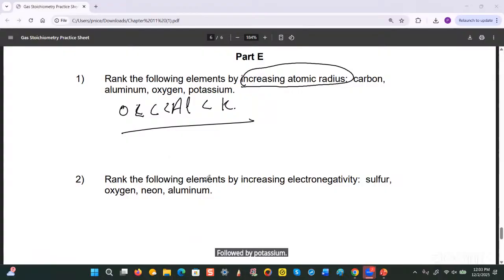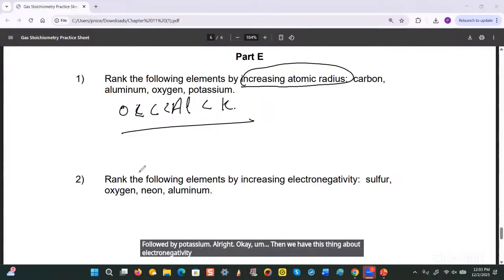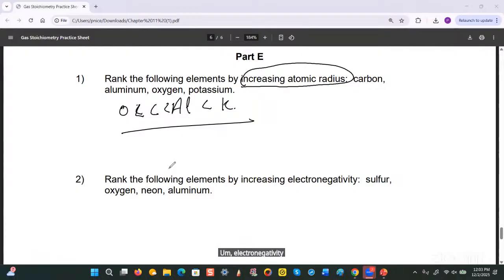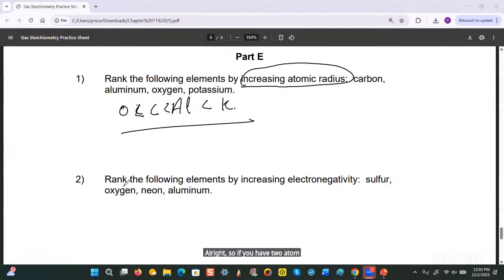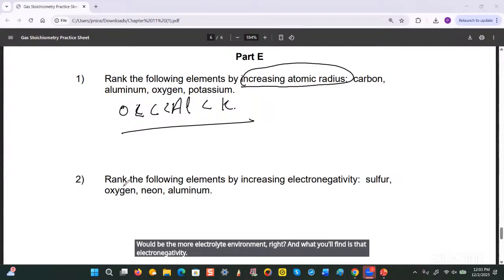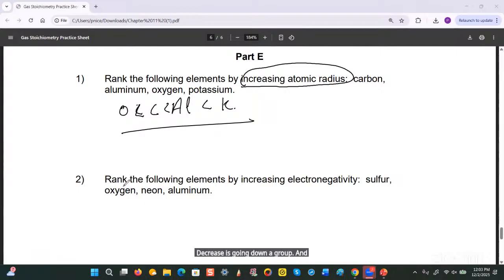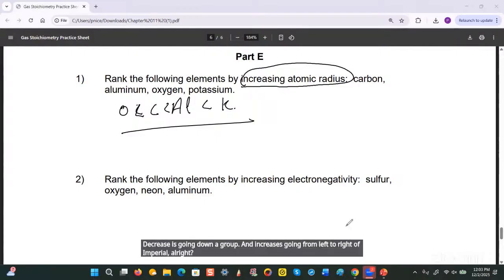All right. Okay. Then we have this thing about electronegativity. So let me quickly define what electronegativity is. Electronegativity is basically the ability of an atom to attract shared electrons to itself. All right. So if you have 2 atoms connected to each other by a bond, sharing electrons, then the atom that has a stronger attraction for the shared electrons would be the more electronegative atom, right? And what you'll find is that electronegativity decreases going down a group and increases going from left to right of a period, all right?